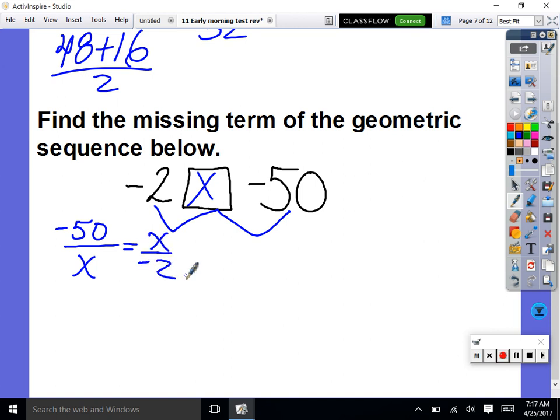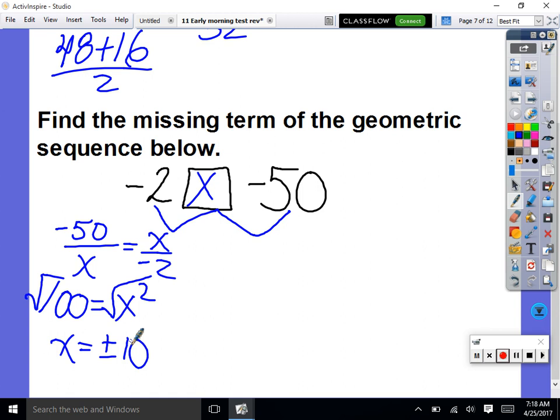Does everybody understand why that works? Why that's a true statement? Okay, when we cross multiply, we multiply negative 2 up, we'll multiply x up, won't that be 100 equals x squared? When we solve for x, we take the square root of both sides of the equation, x is equal to plus and minus 10 on the test. Everybody forgot to put plus and minus. Yes?